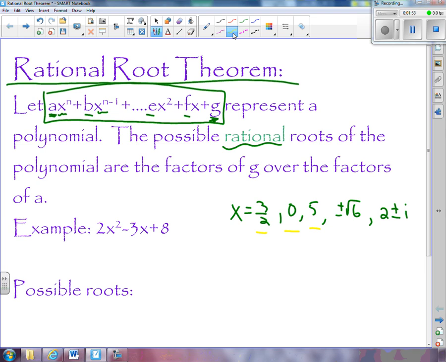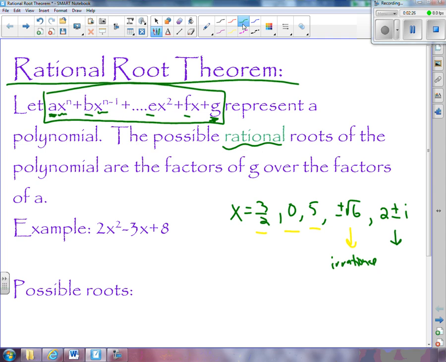However, you can't write the square root of 6 as a fraction. This is an irrational number. And the same thing with 2 plus or minus i. It's not a fraction. It's not even real. It's an imaginary number. So now all this theorem does is it gives us a clue about what the rational roots may be. It doesn't help us with irrational or imaginary roots.